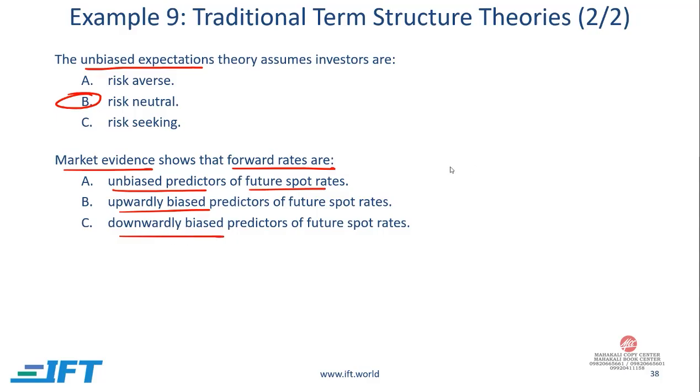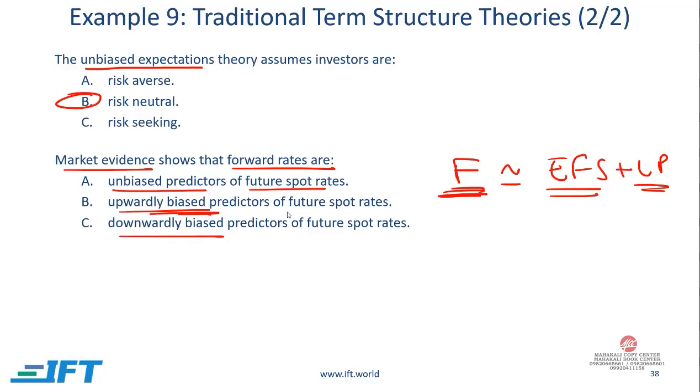Hopefully you remember what I said here. What we said earlier is that forward rates will be approximately equal to expected future spot rates plus a liquidity premium. So these forward rates will be higher than the expected future spot rates. Therefore, we can say that forward rates are upwardly biased predictors of future spot rates.